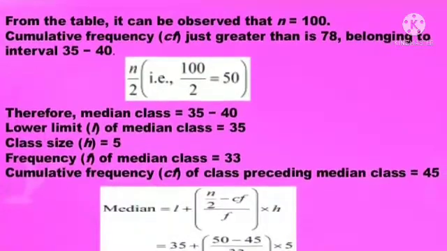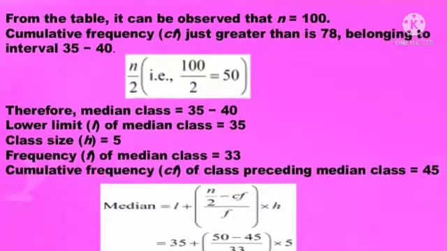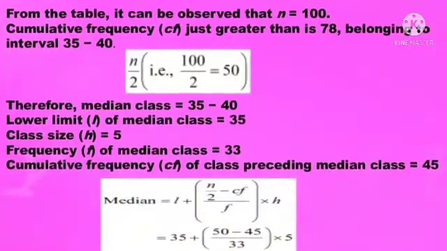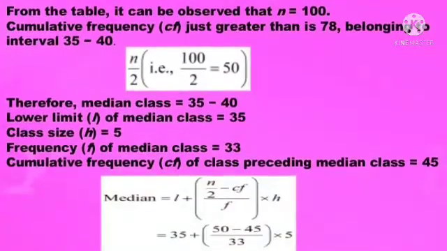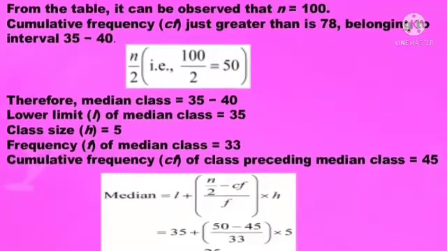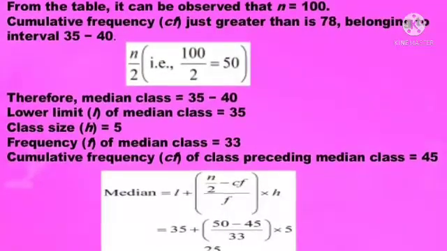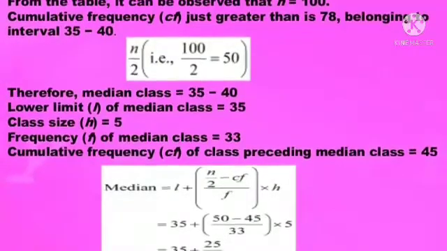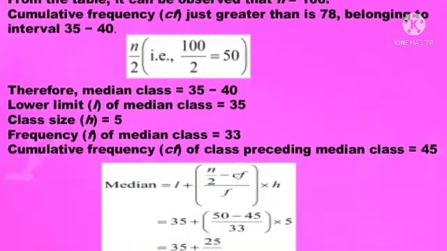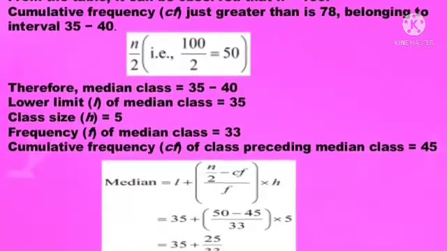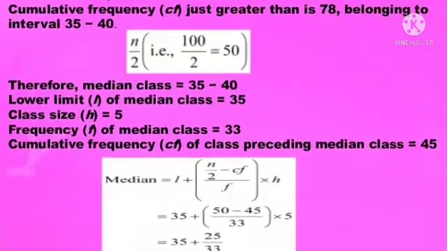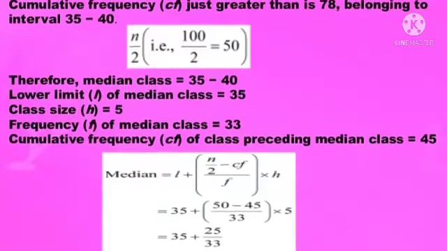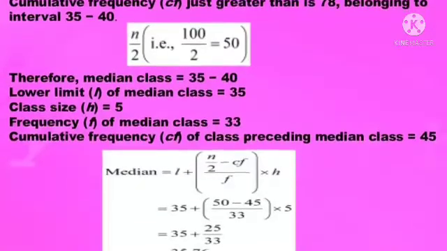From the table, it can be observed that n is equal to 100. So, n divided by 2, that is 100 upon 2, is equal to 50. Cumulative frequency just greater than 50 is 78, belonging to interval 35 to 40. Therefore, median class is equal to 35 to 40.